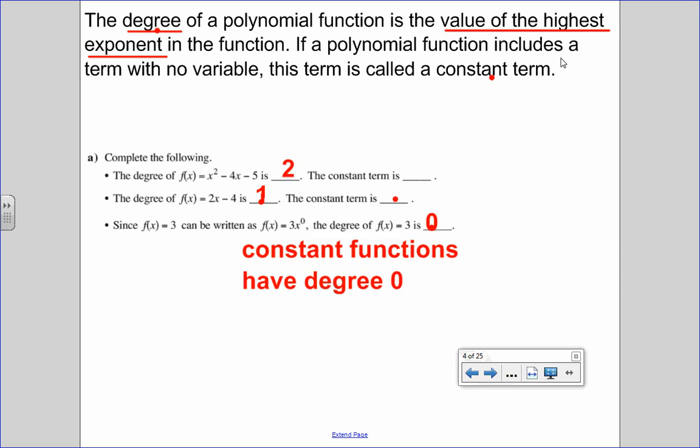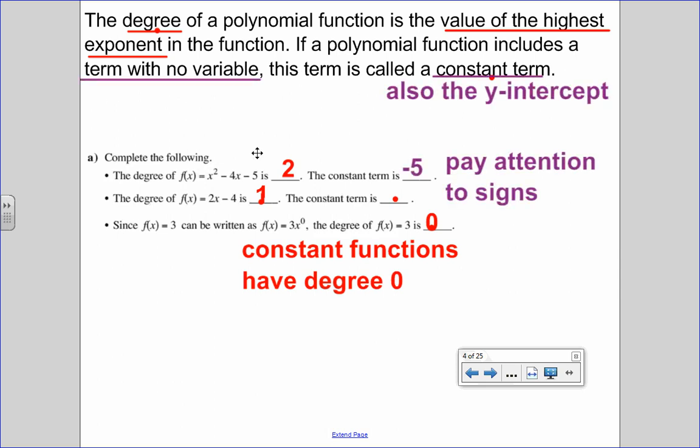Now, if the polynomial includes a term with no variable, that's called a constant term, also the y-intercept. Now you need to pay attention to signs. So here you can see that the one without a variable is negative 5, so the constant term is negative 5. In this equation here, the constant term, the one without a variable, is negative 4. And in this one here, 3 is the constant because there's no variable. That's why it's called a constant function.